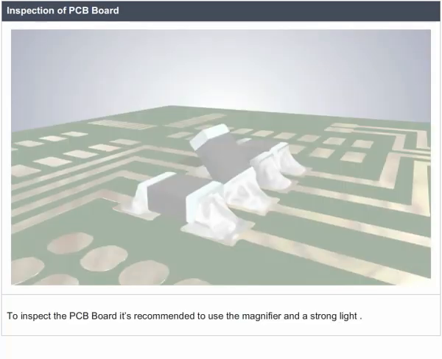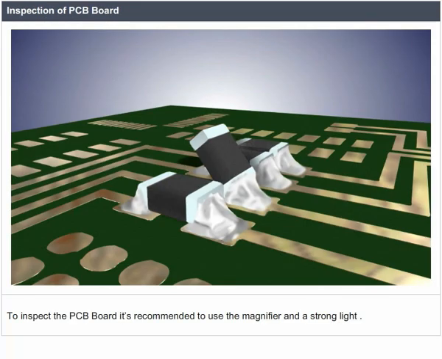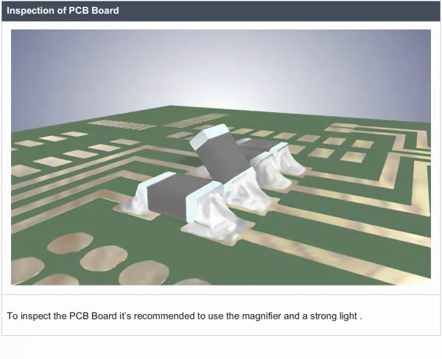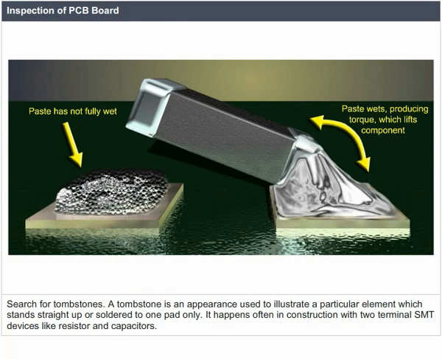Inspection of PCB board. To inspect the PCB board, it's recommended to use a magnifier and a strong light. Search for tombstones. A tombstone is an appearance used to illustrate a particular element which stands straight up or is soldered to one pad only. It happens often in construction with two-terminal SMT devices like resistors and capacitors.